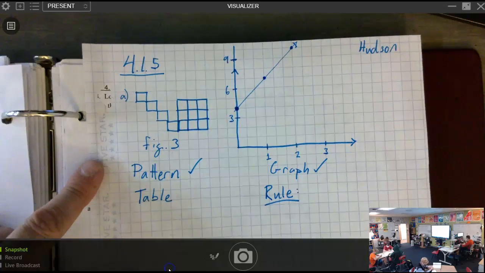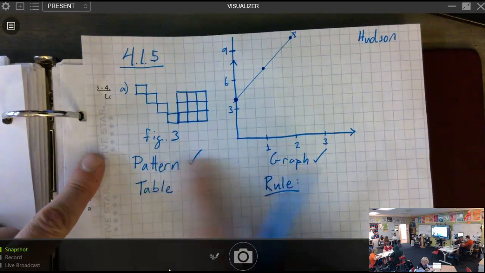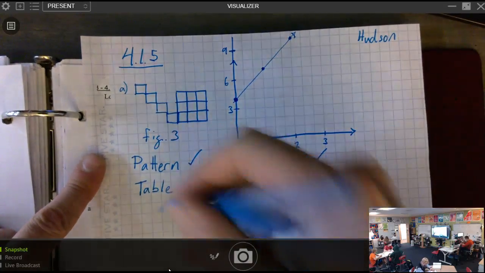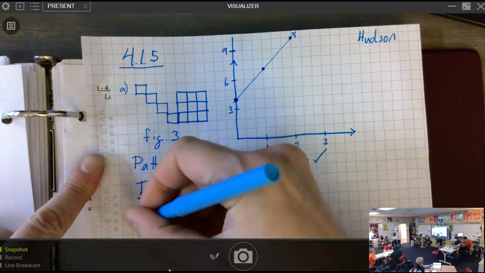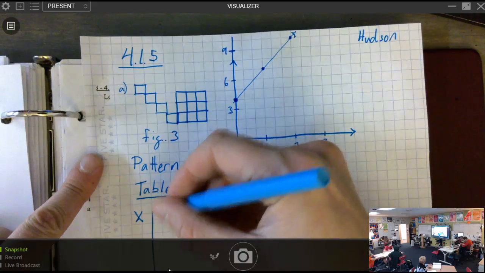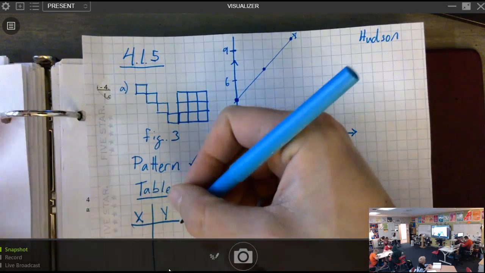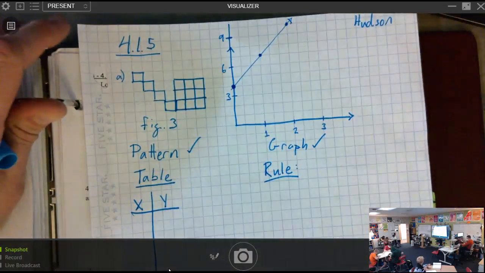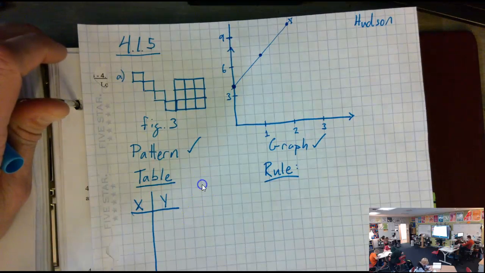So on your paper, for each of these, you're going to have a pattern, a graph, a table, and a rule. I really prefer a vertical table, but it's up to you guys. I'm never going to tell you you have to do something a certain way when there's no reason that you have to.